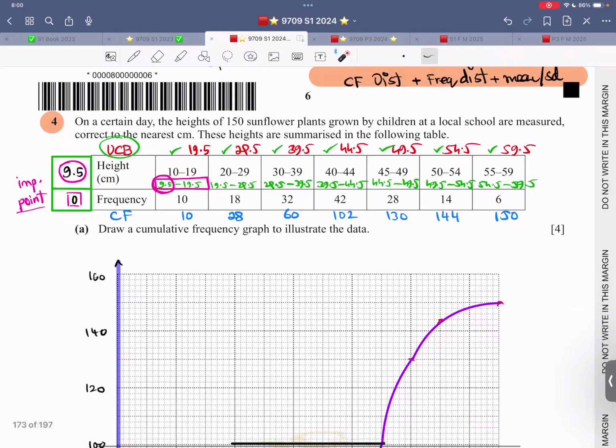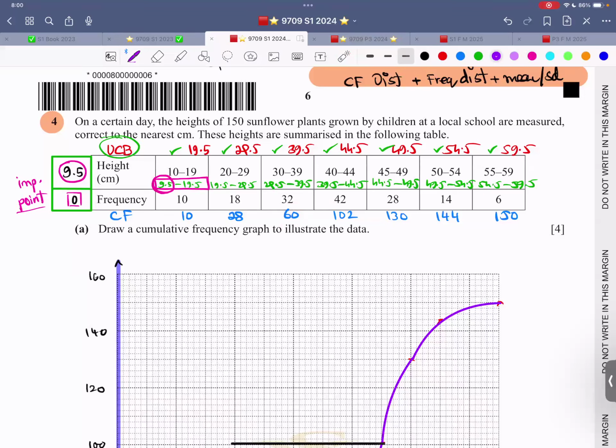Now, next thing that you need to consider, lesser than 19.5 is 10, lesser than 29.5, that is 18 plus 10. Lesser than 39.5 is these three, that is 60. Lesser than 44.5, that is 60 is already there. And basically, this is what we are doing.